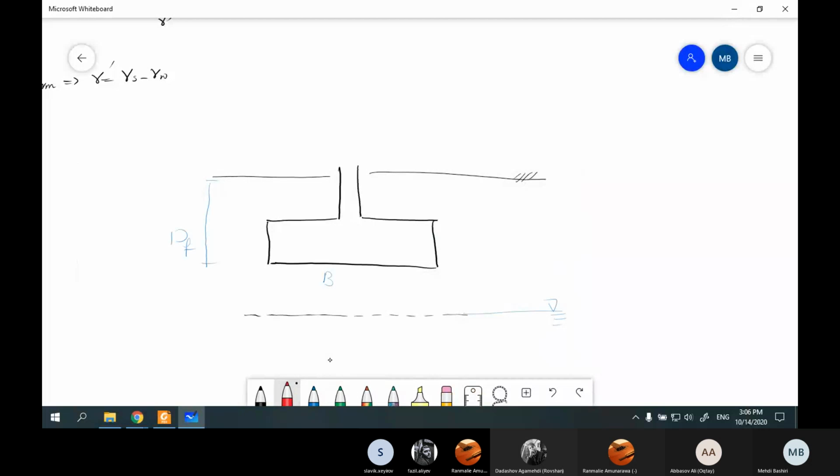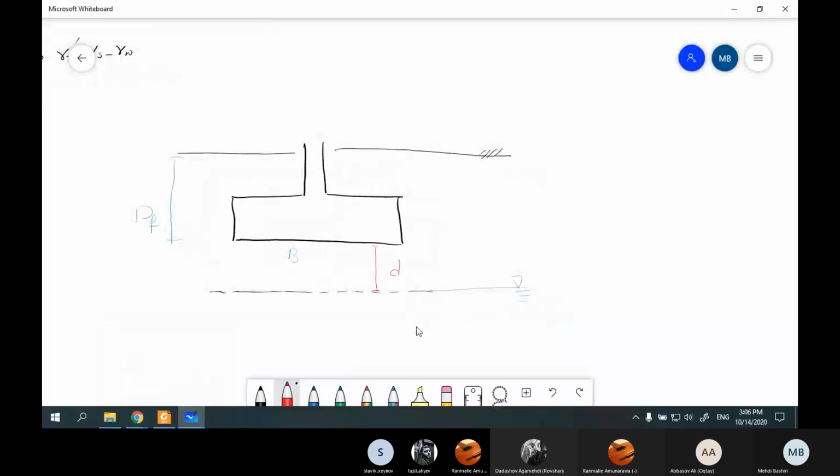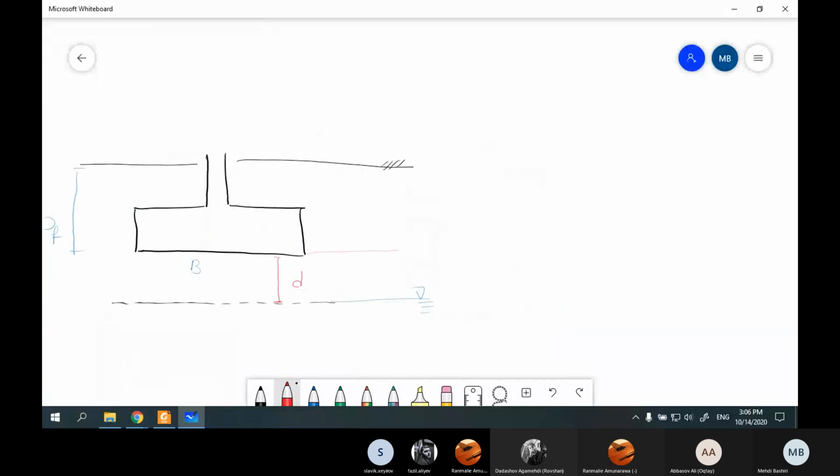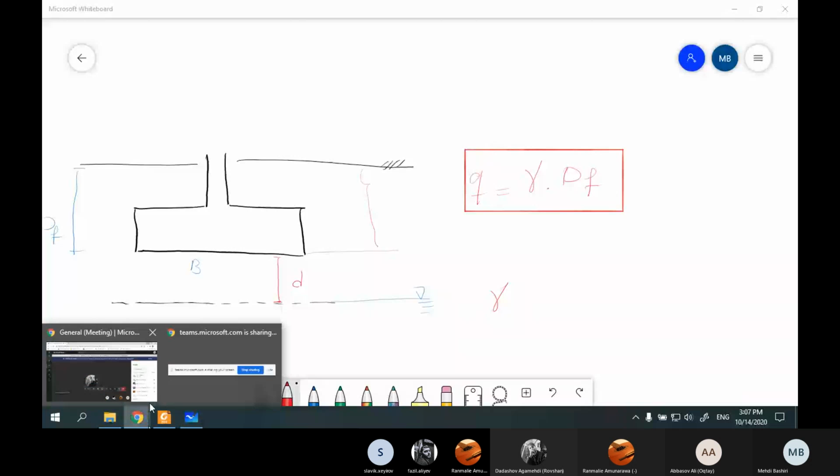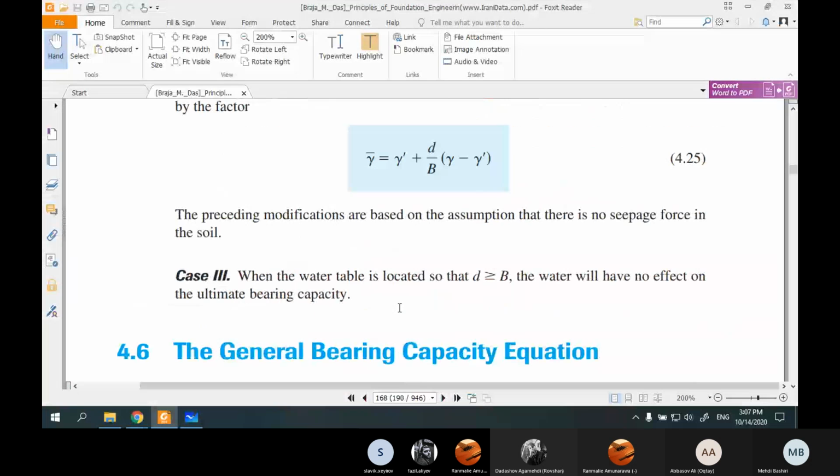What else is here? This is the distance from. In this case, you can see that in this part there is no water and we have dry soil. So q is the same as before, gamma Df. But what about the gamma here? To find the gamma, we need to use this equation.